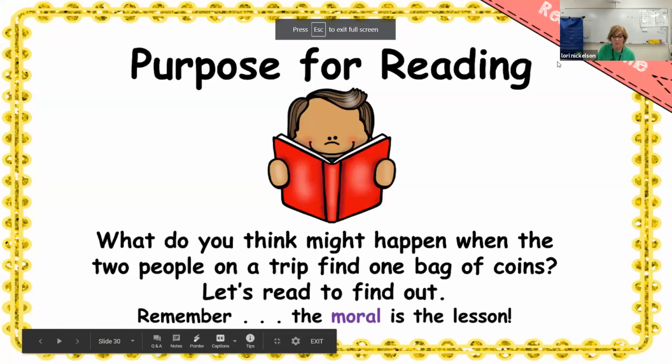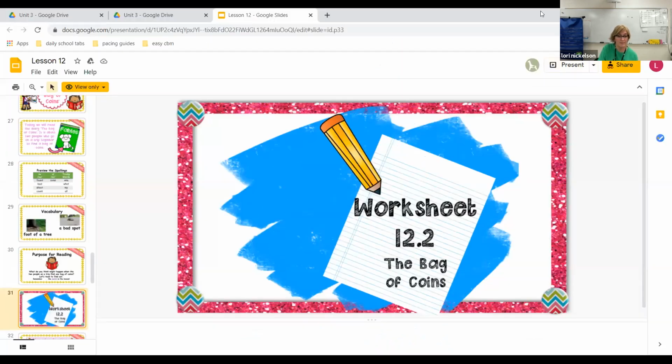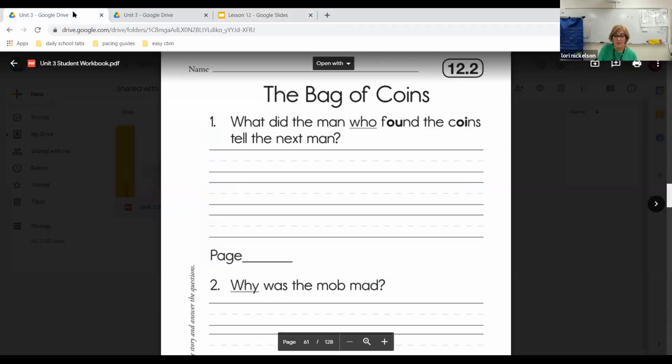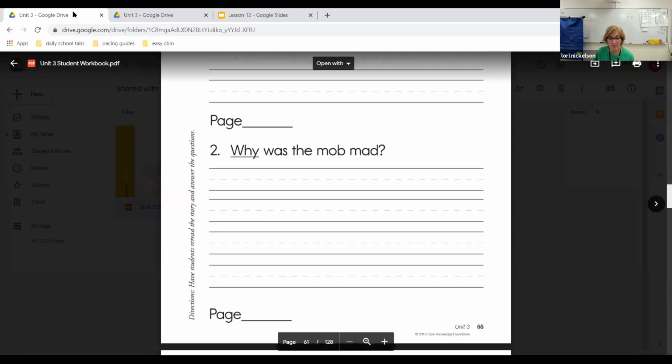All right. So 12.2, let's look at it. 12.2, number 1. What did the man who found the coins tell the next man? Do you remember what he told him? I do. Make sure you write your answer down, and you don't have to put the page number, okay? Number 2, why was that mob mad? Make sure you write that answer down too, all right? Don't put your page number though.